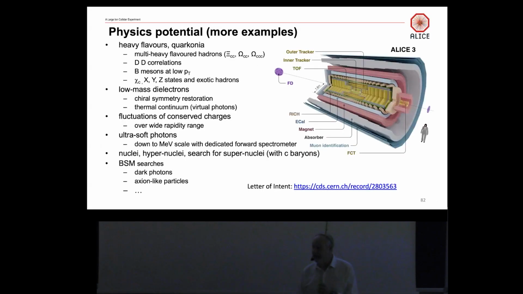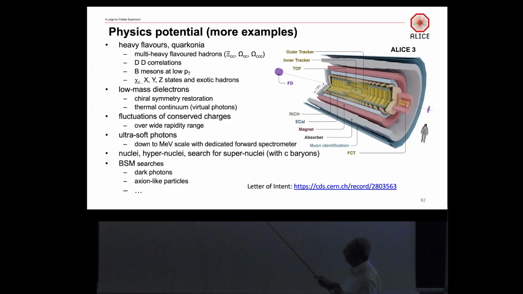There are many more examples of what one can do with a detector such as ALICE 3. I didn't speak of these XYZ state exotic hadrons, which of course will be measured with very high statistics. We want to measure the shine of the QGP, the electromagnetic radiation which is emitted by the quark-gluon plasma in the form of dileptons, or virtual photons.